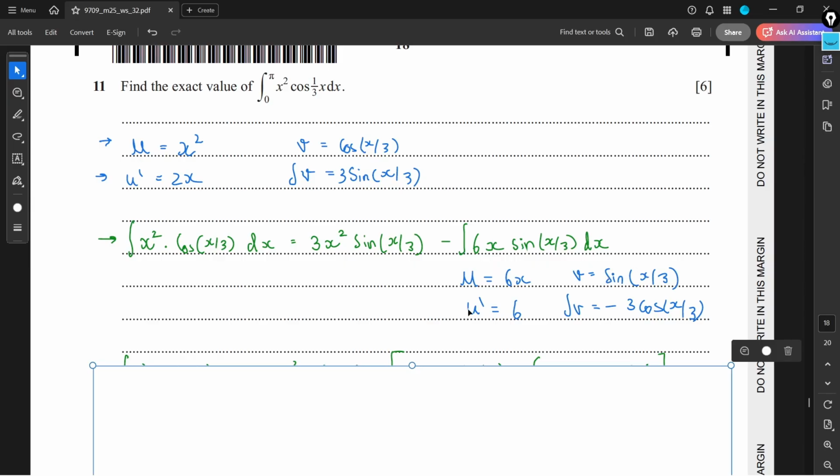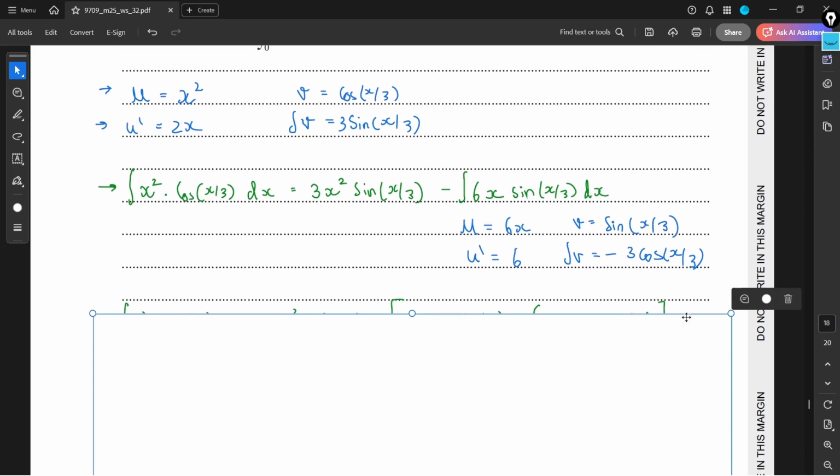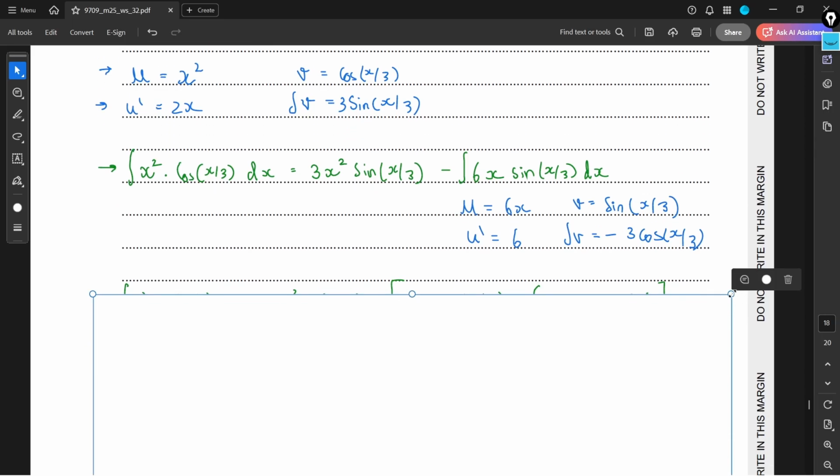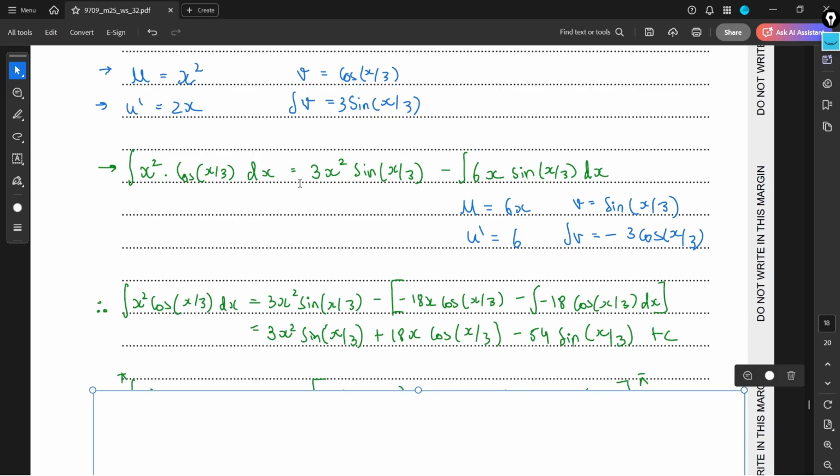And then according to the formula, I need u dash and integration of v. So the derivative of 6x is 6 and the integral of v is going to become minus 3 cos of x by 3. Substituting this using the formula of integration by parts, the first part is going to stay as it is, there is no change over here, but then there is this negative sign being carried forward, and I'm going to simply multiply my u with the integral of v to get this term, and then minus integration of u dash into integral of v.